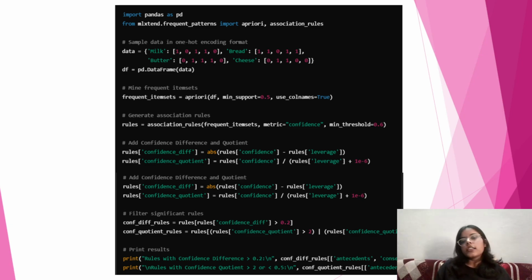Conclusion: in this code, we have successfully mined association rules and applied two different criteria for a better understanding of the concepts and relationships in our data set. This method is widely used in market basket analysis and in recommendation systems.